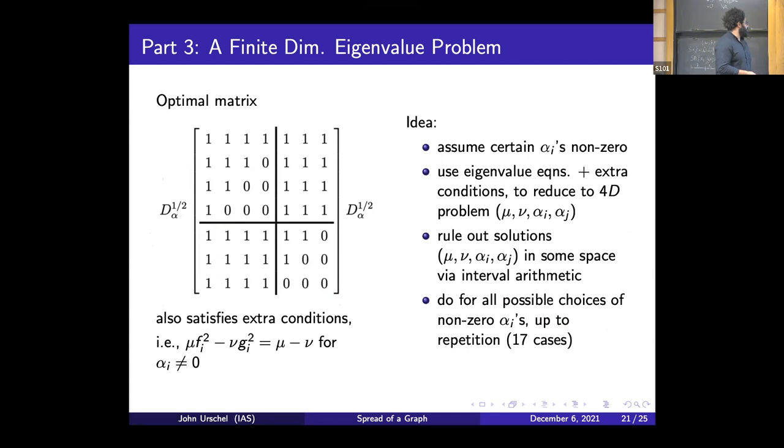The idea for the proof, the real key, is that you have this extra condition. And so what you get is eigenvalue and eigenvector equations, plus this extra condition for all seven entries. You can do some manipulation, and this can reduce you to a four-dimensional problem where you have variables mu, nu, and some alpha i and some alpha j, and you have four polynomials. And you're looking to see, are there solutions? And in fact, you can rule out solutions just by interval arithmetic.